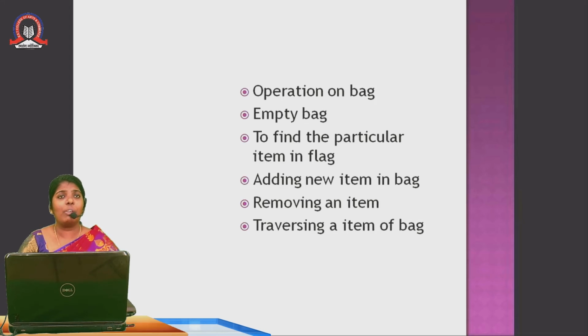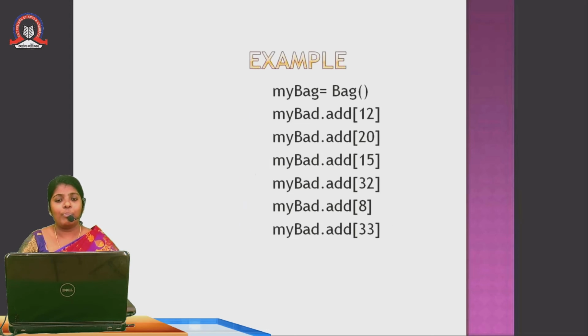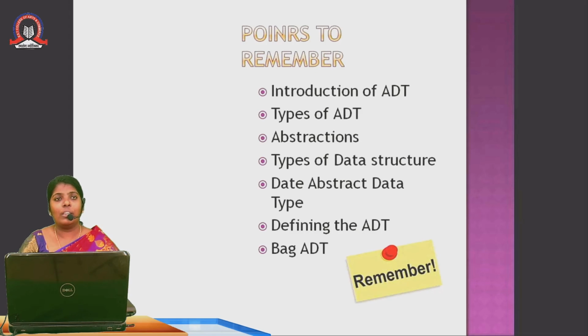First we make a bag that is empty. After that we store items in the bag. Then we add a new item, and we can remove an item also. Then we can traverse the items of a bag. So how can we add items inside the bag? For example, first we create my bag equal to Bag, then my bag dot add. Like that you can add items, like my bag dot add 12.